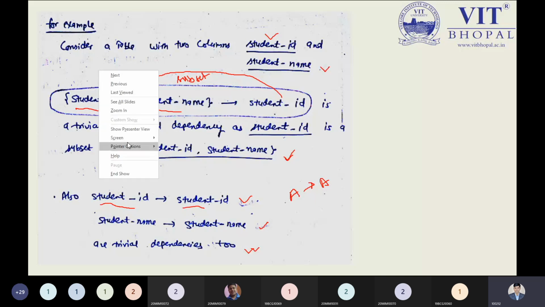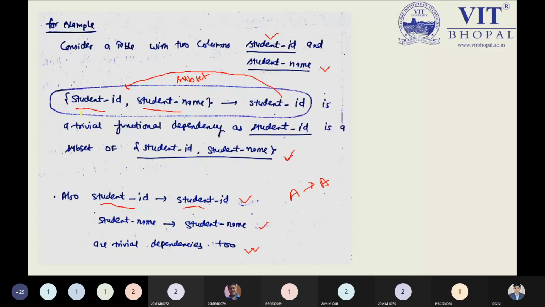I can highlight this point once again. This would be your set of attributes. So if the set of attributes contains a particular element, that is, a particular attribute, the student ID, then this is a trivial functional dependency. Trivial functional dependency is also possible this way.